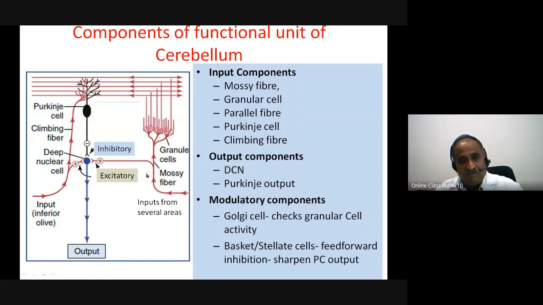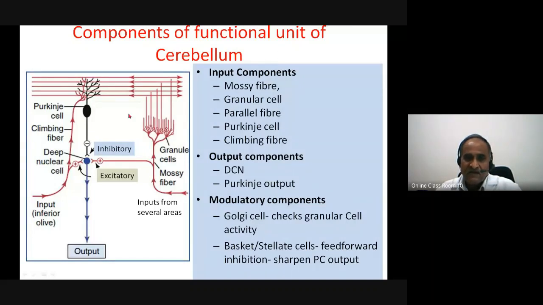So the Mossy fibers reach the Purkinje cell indirectly through the parallel fibers. The climbing fibers directly encroach the Purkinje cell, or embrace and intertwine the Purkinje cell. The output components come from the Purkinje cell. This is the output. Then we have the deep cerebellar nucleus that gives the output. Then the third is the modulatory components. The modulatory components here in this picture are not shown.